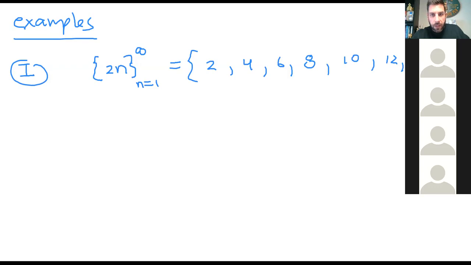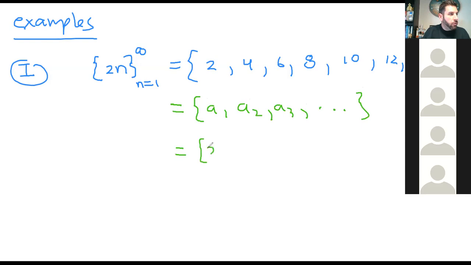So let me get a different color. If you want to think about this, you can think about this as a sub 1, a sub 2, a sub 3, etc. And what is a sub 1? Well, that is just 2 times 1. And what's a sub 2? That's just 2 times 2. And what's a sub 3? That's 2 times 3. So that's one way you can interpret this sequence.